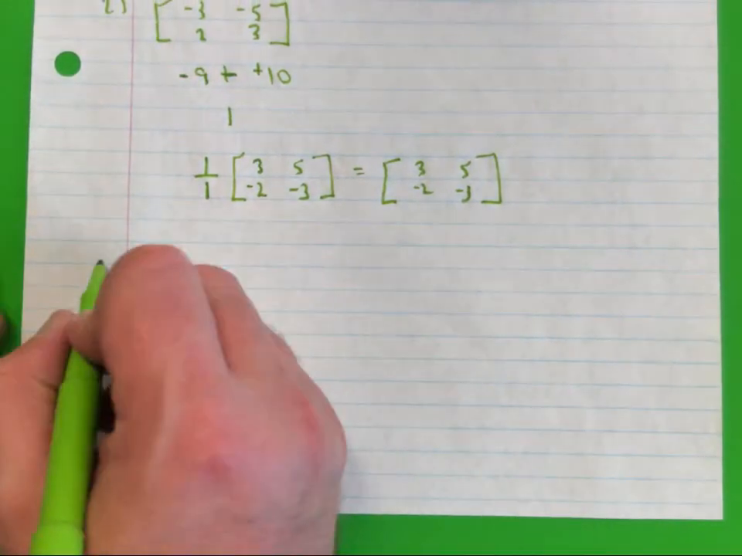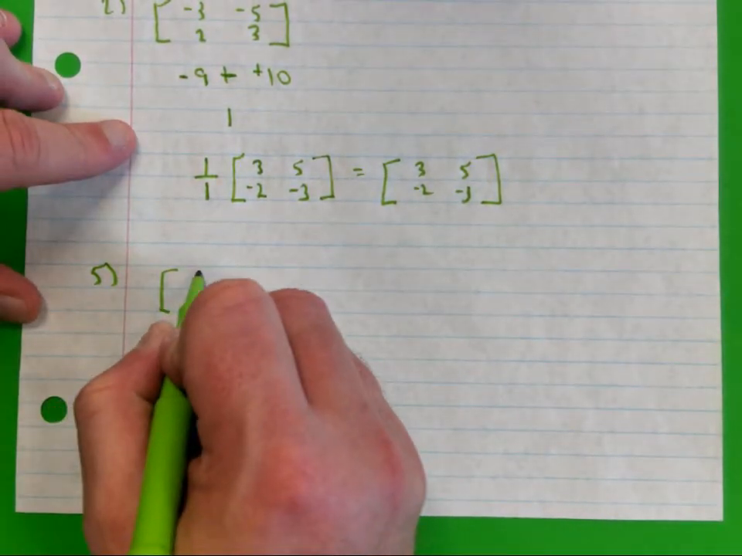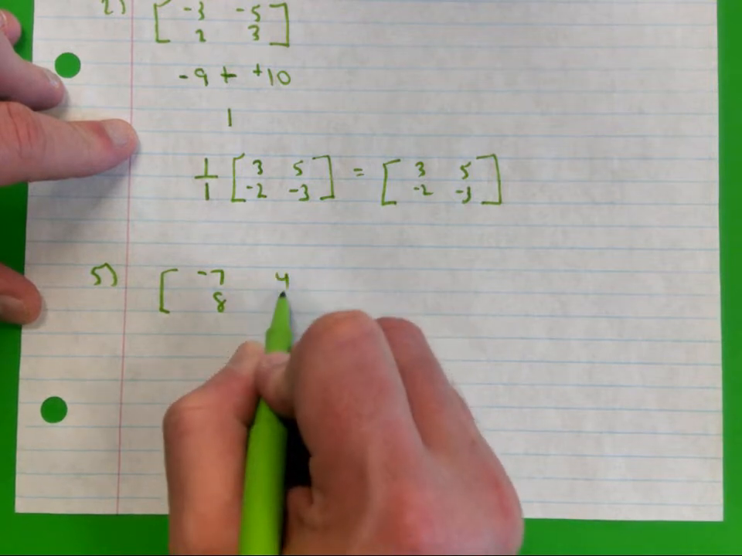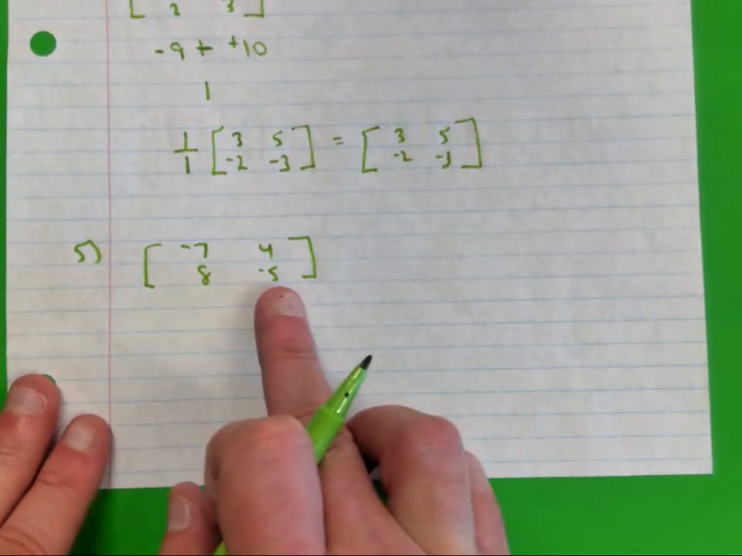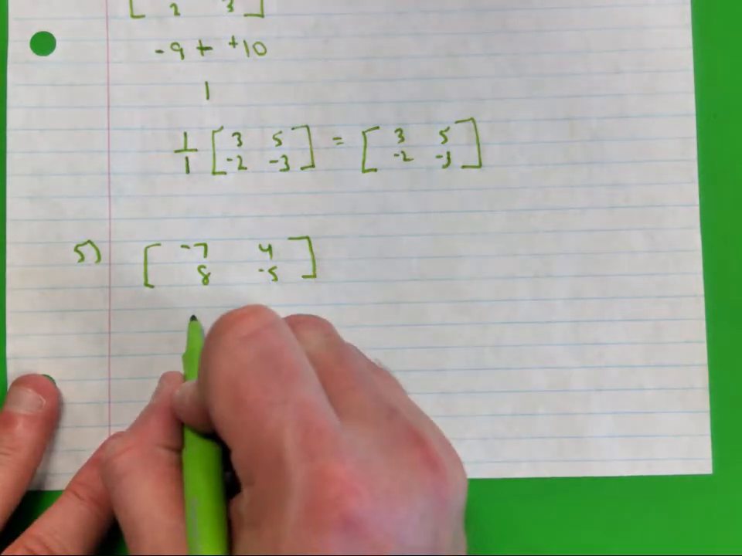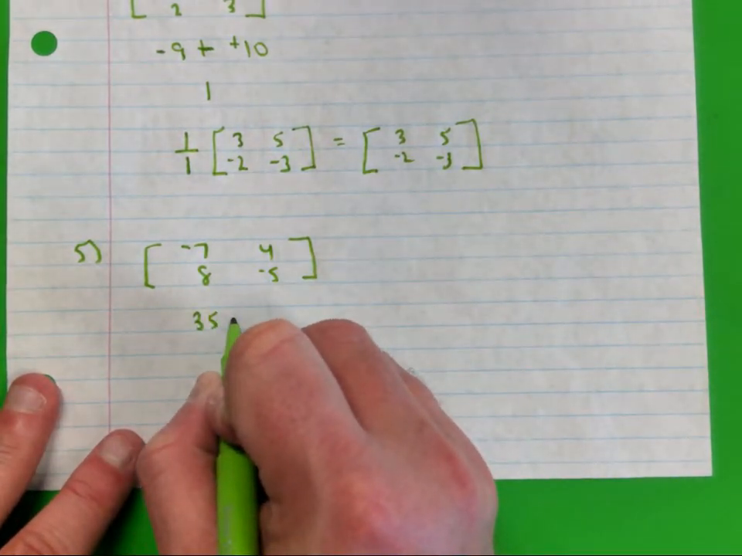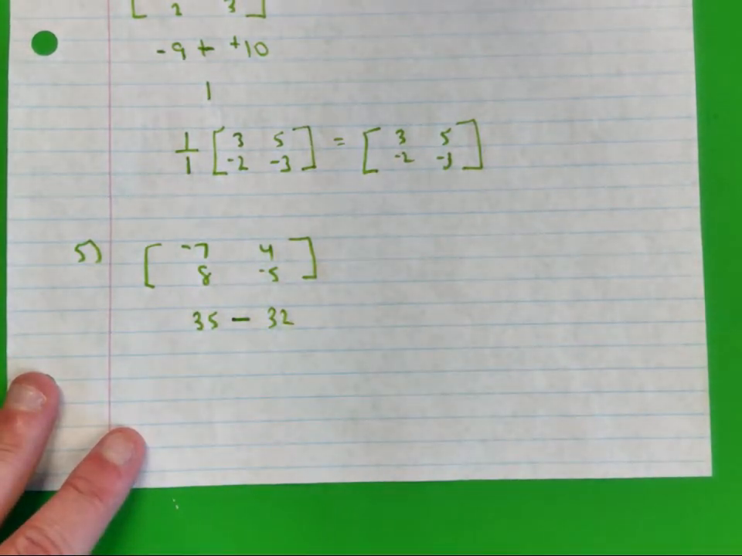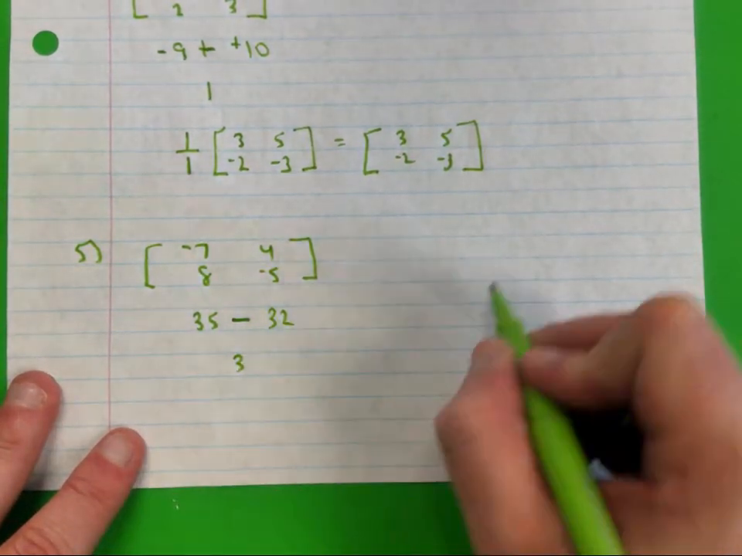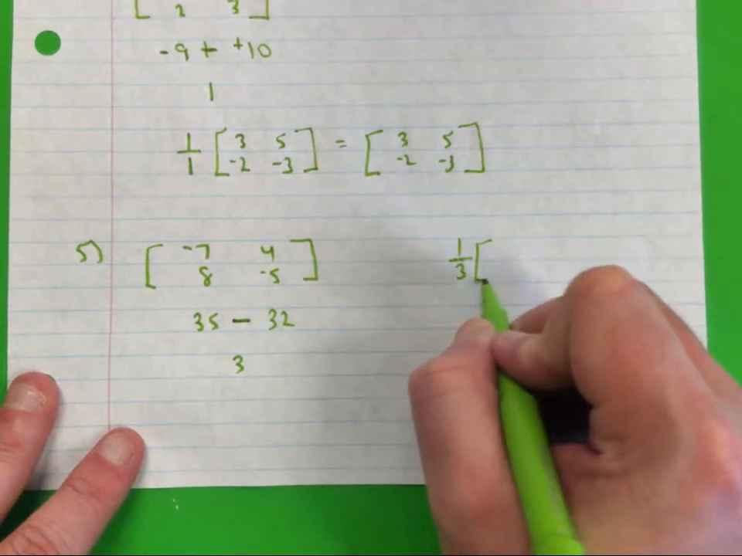Let's look at 5. 7 times -5 is what? What always goes here when doing determinant? Minus. 4 times 8 is? What's 35 minus 32? So I'm going to put 1/3 out beside my matrix.